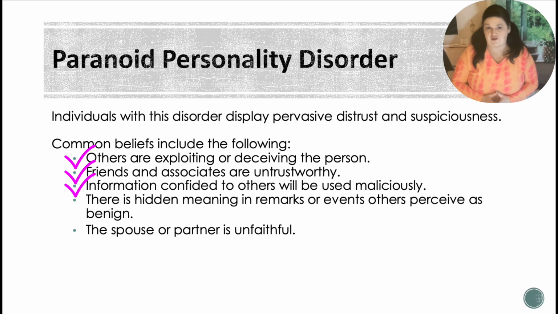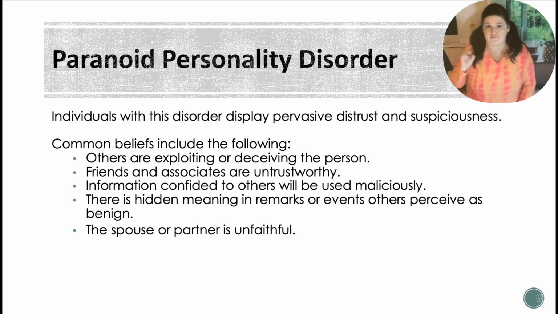Information confided to others will be used maliciously. They confide in someone else or tell them a secret or something personal about themselves, and they don't want to tell other people because they'll accuse them of, you're going to come back and use that against me. Right? There's a hidden meaning in remarks. There are events others perceive as benign, but it had to mean something else, right? More sinister, but to the extreme. And then oftentimes the spouse or the partner is unfaithful. Again, it's lots of accusations.